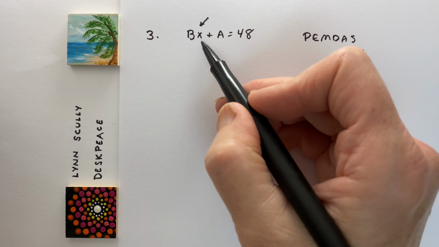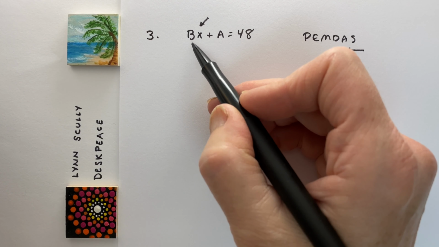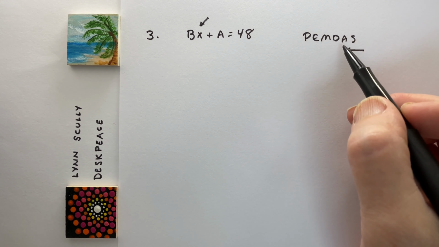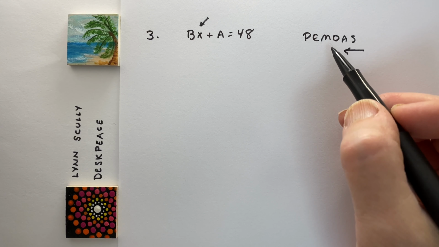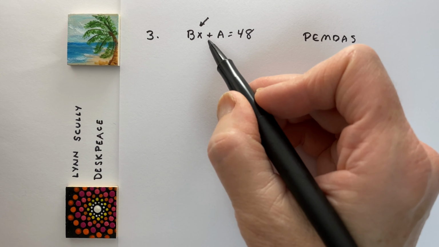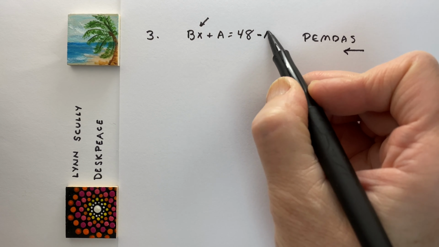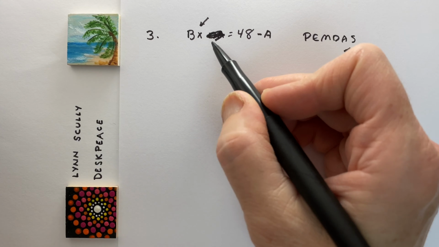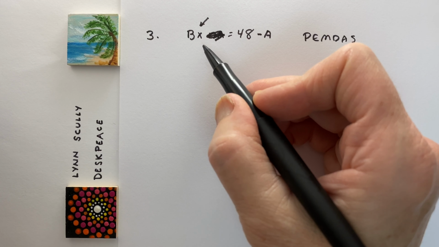So if I take a look at this, I have an x, I have a b attached by multiplication, and I have an a attached by addition. According to PEMDAS, I undo the a first. So the a is attached by addition. I'm going to move it by subtraction to the other side of the equal sign. I'm going to get rid of that addition sign so I can only keep my eye on the prize.